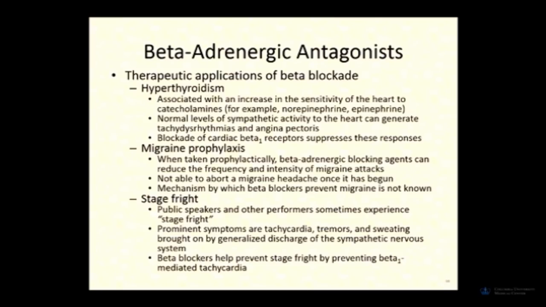Migraine prophylaxis. When you take it prophylactically, beta adrenergic blockers can reduce the frequency and intensity of migraine attacks. Okay? But it cannot stop a migraine once it's begun. Okay? So it can reduce the number of attacks, but it can't stop a migraine once it's begun. And the mechanism by which beta blockers prevent migraines is not well understood.